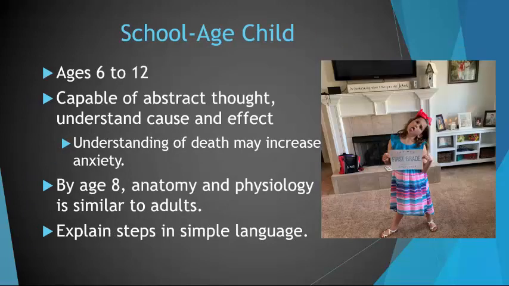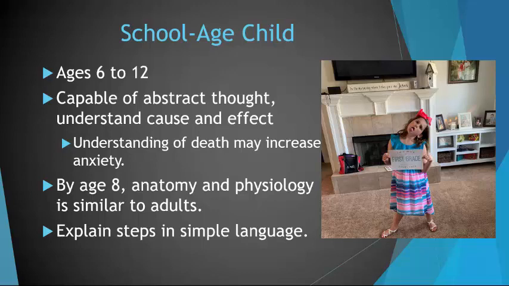School age child, which is a very big gap because there is a huge difference between a child that's 6 years old and a child that's 12 years old. But early on, this is middle childhood. They're capable of abstract thought. They understand cause and effect, and they become more aware of these things as they become older.